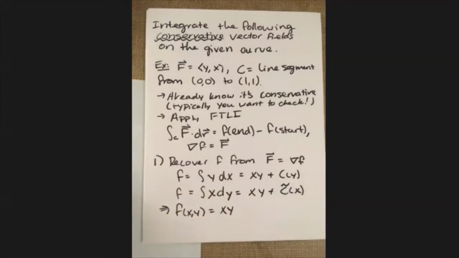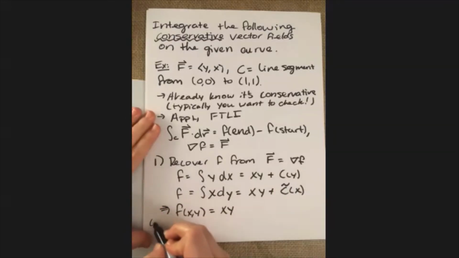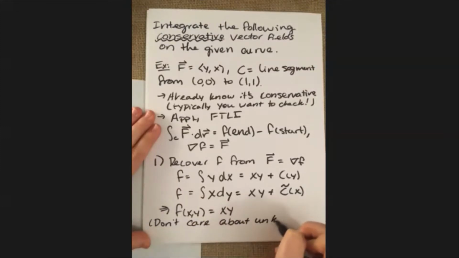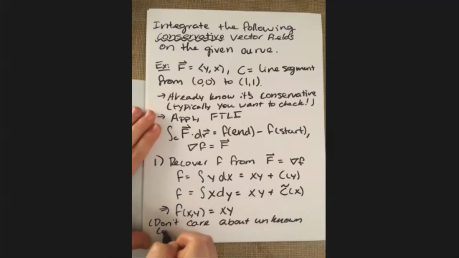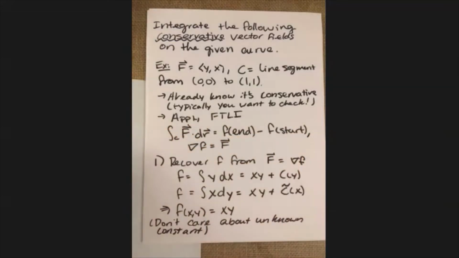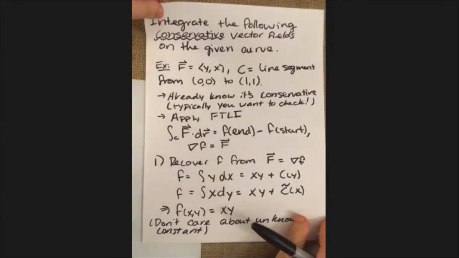Okay. And I do want to point out, a lot of times in previous videos that we've talked about, there's some unknown constant that we've had to add on. Well, in this case, we don't care about the unknown constant. And that's just simply because it's going to cancel out when we do the subtraction here anyway. So it winds up just going away. So we're really not too terribly worried about what that is. Okay, so this is our potential function.